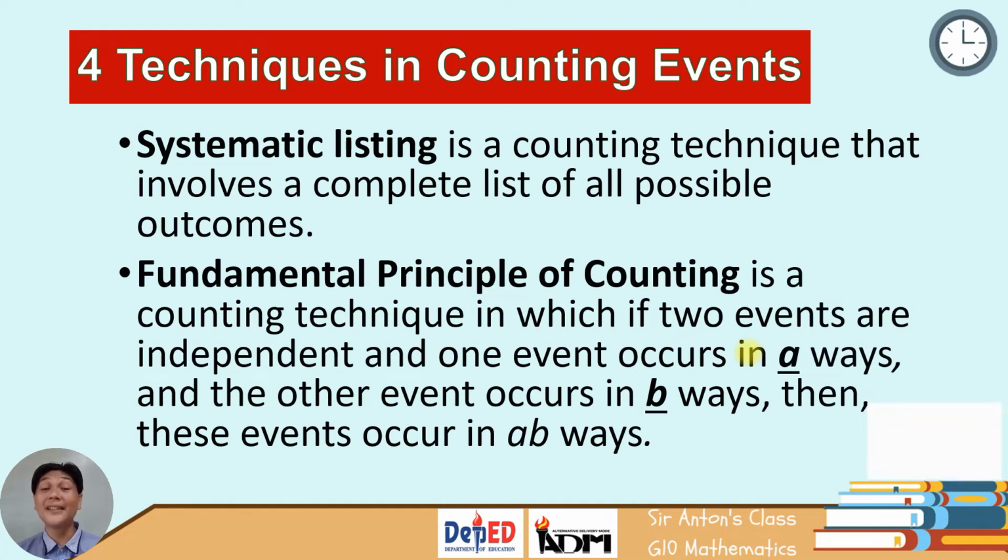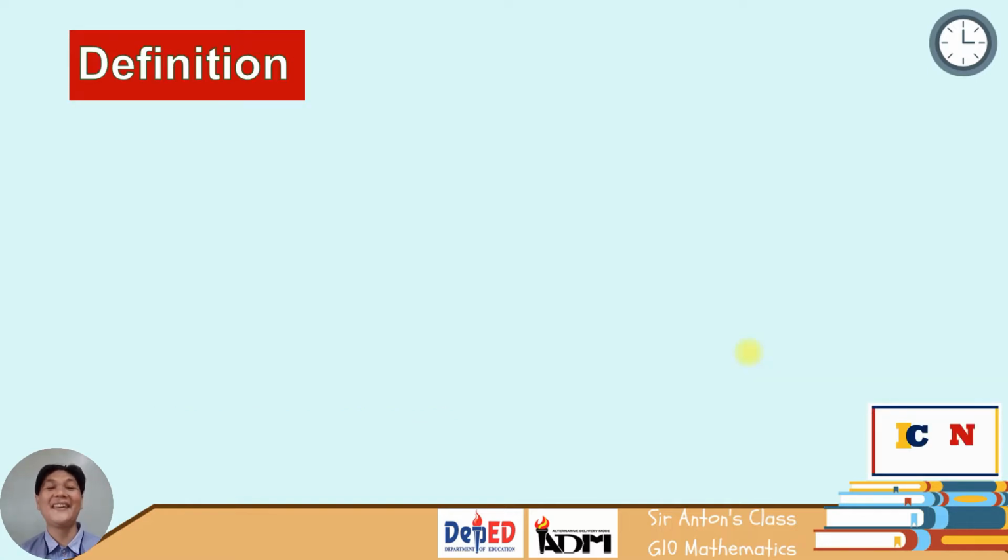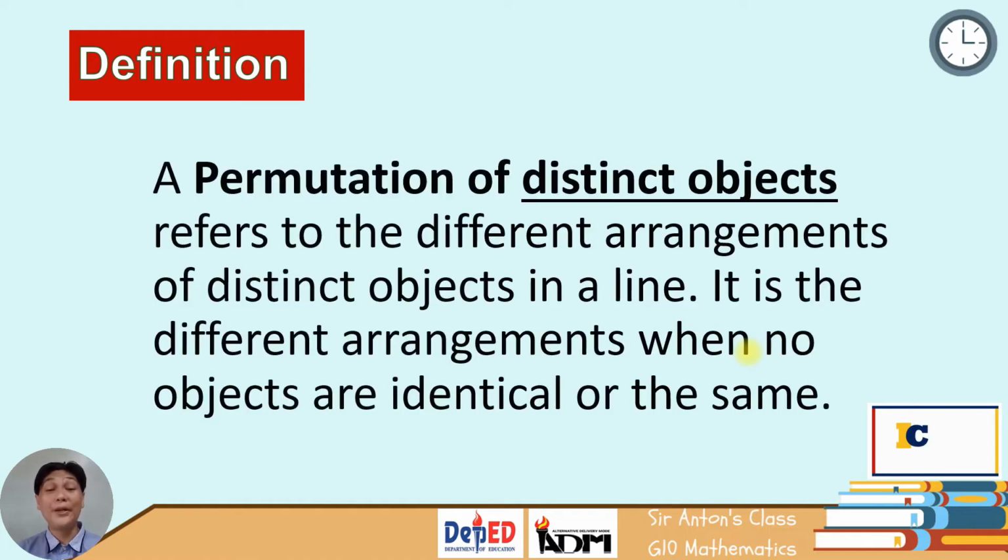And the fundamental principle of counting, or fundamental counting principle, is a counting technique in which if 2 events are independent and one event occurs in A ways and the other event occurs in B ways, then these events occur in A times B ways.